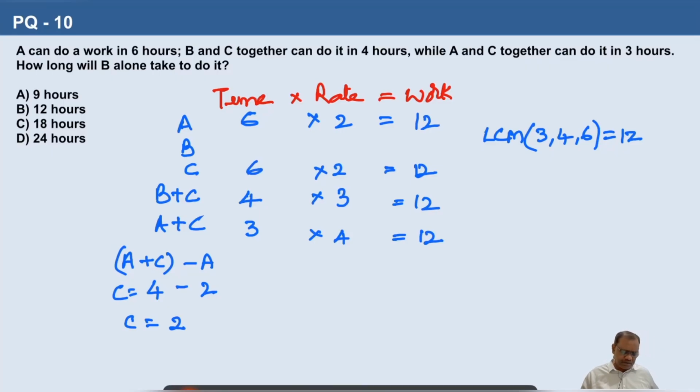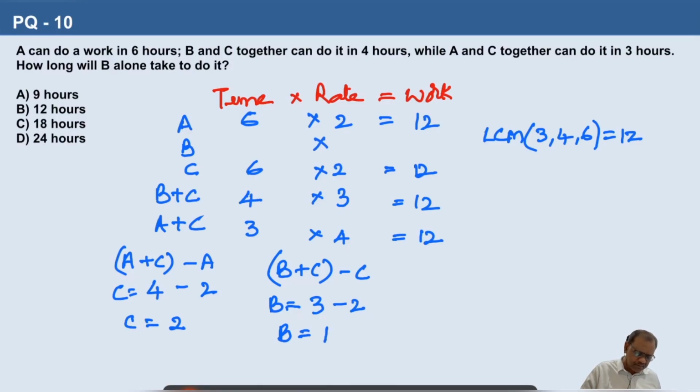Now, from B plus C, subtract C. B plus C minus C gives B. B plus C is 3, C is 2. So B is equal to 3 minus 2, 1. Total work 12 units. So B can complete 1 unit per hour. It will take 12 hours to complete the total work. So 12 is the right answer. Option B is the right answer.